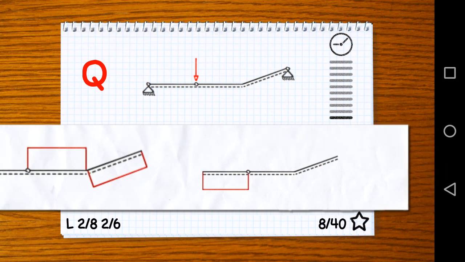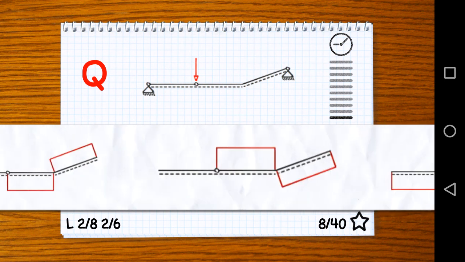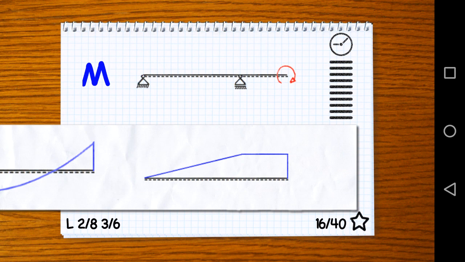Okay, so the right one here is wrong. For sure, this one is right, because when we read the beam from the right to the left, we could see that at the hinge, we need to have a jump downwards because of that load. That's why that middle one was right.